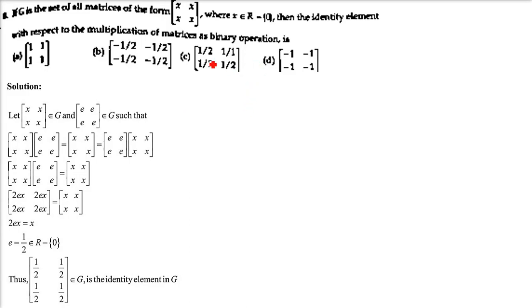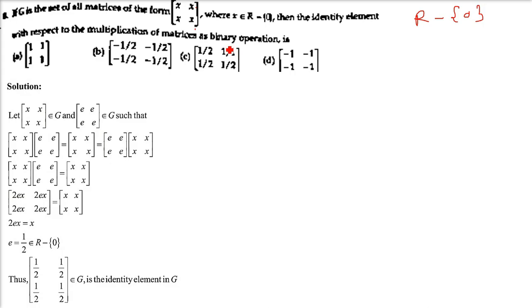Question number 8. If G is the set of all matrices of the form X, X, X, X, where all the elements are the same, where X belongs to R minus 0. So you have to take the real number, but you cannot take 0. Then the identity element with respect to the multiplication of matrices as binary operation is.